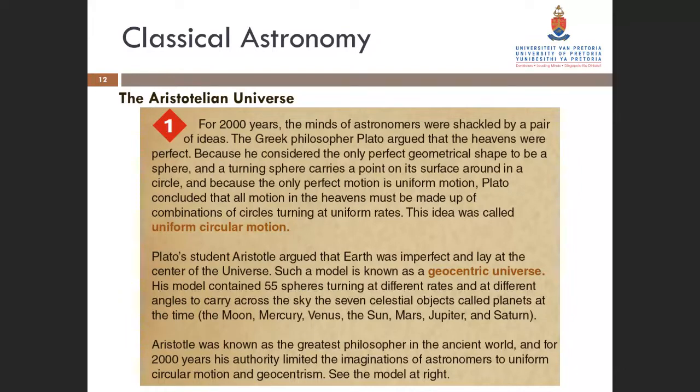Plato's student Aristotle argued that Earth was imperfect and lay at the center of the universe. Such a model is known as a geocentric universe. His model contained 55 spheres turning at different rates and at different angles to carry across the sky 7 celestial objects called planets at a time, so the Moon, Mercury, Venus, the Sun, Mars, Jupiter, and Saturn. Aristotle was known as the greatest philosopher in the ancient world, and for 2,000 years his authority limited the imaginations of astronomers to uniform and circular motion and geocentrism.